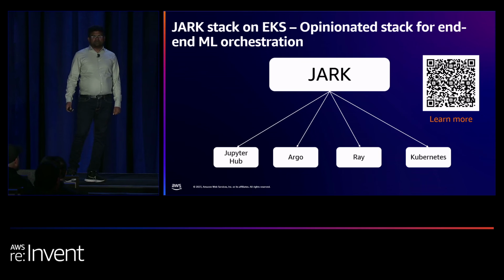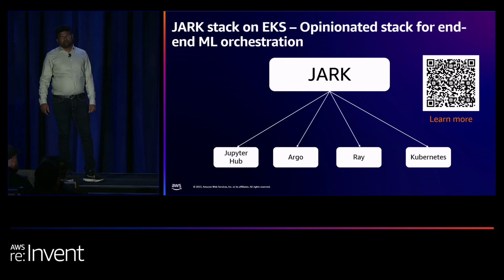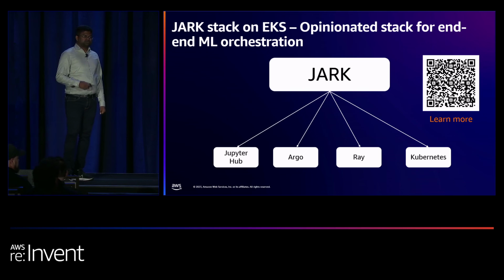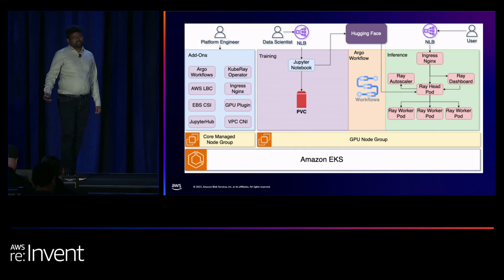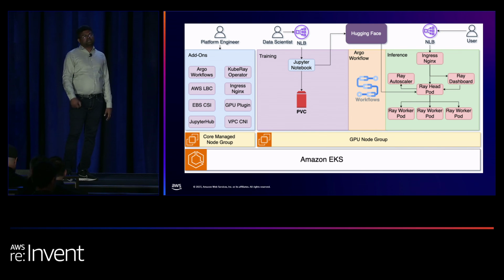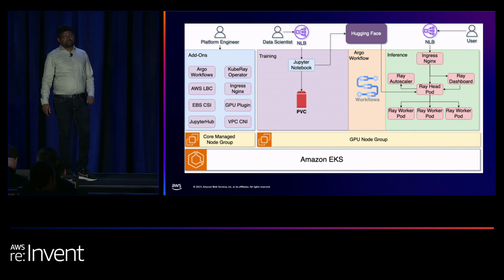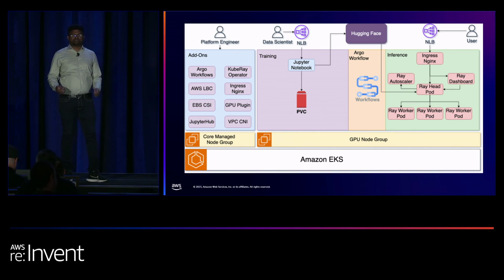It really stands for JupyterHub, Argo CD, and Ray put together on top of Kubernetes, right? These three tools together form an end-to-end ML stack and provide you that end-to-end ML functionality that you need and that you can use to build and scale your ML platform within EKS and in general in Kubernetes as well. So JupyterHub provides a familiar interface for data scientists. They're used to working with JupyterHub for their model experimentation and development. And Argo workflows take care of all the ML-specific workflows that are needed to manage ML-specific tasks, right?